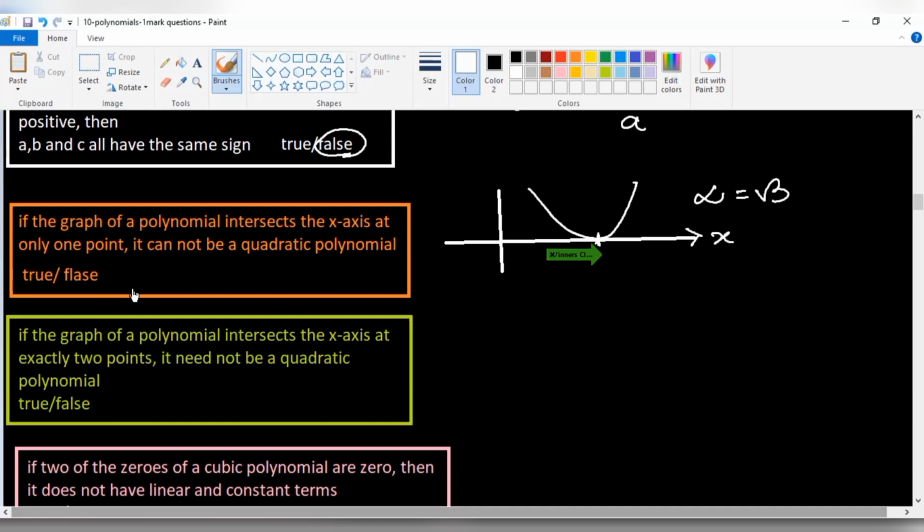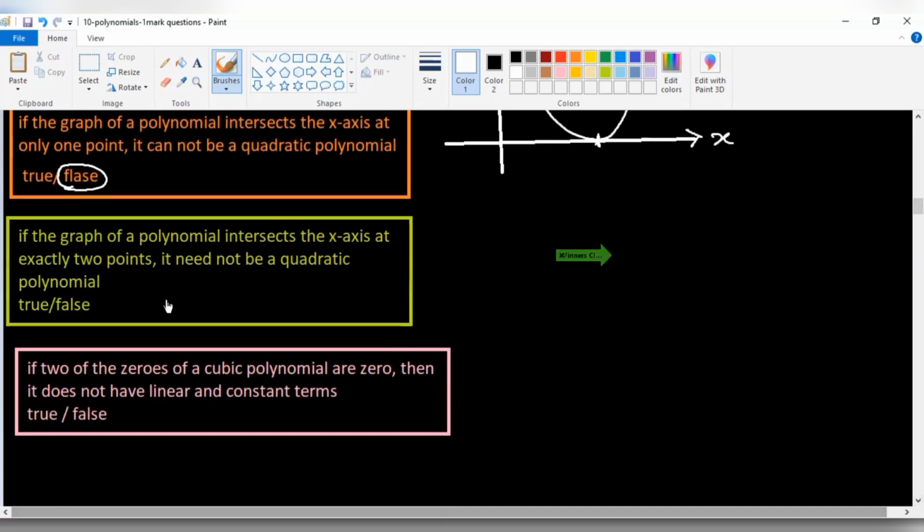So this statement is again false, because in this statement it is given that it cannot be a quadratic polynomial, but actually it can be a quadratic polynomial. Possibilities are there. Then the next one: if the graph of a polynomial intersects the x-axis at exactly 2 points, it need not be a quadratic polynomial.